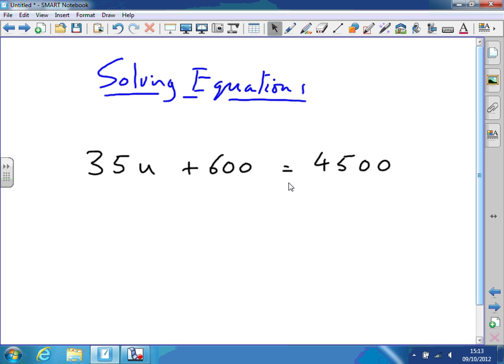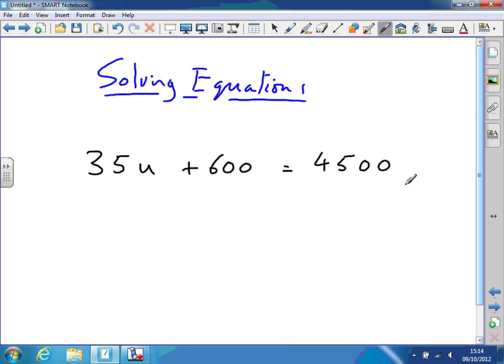So I've gone from an expression which describes how you work out the cost of your electricity. You multiply however many units you've used by 35p a unit and add this standing charge. Now I've added to that the cost of a bill, which is 4,500 pence, £45. So now I can say, right, let's work out how many units. I've got an equation to solve.